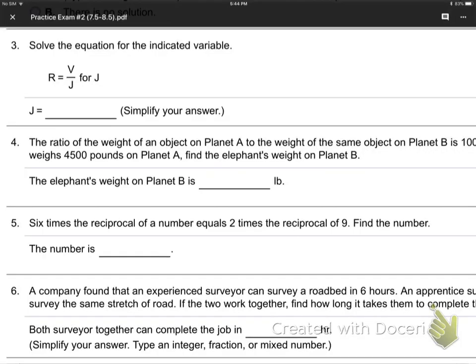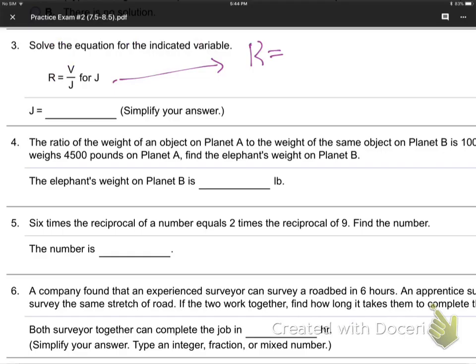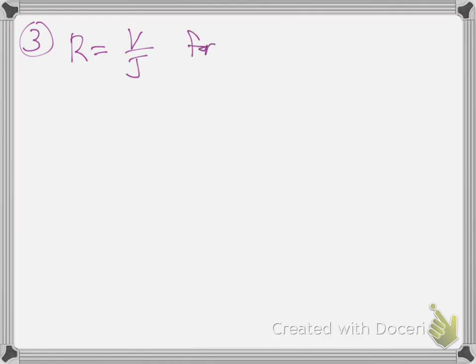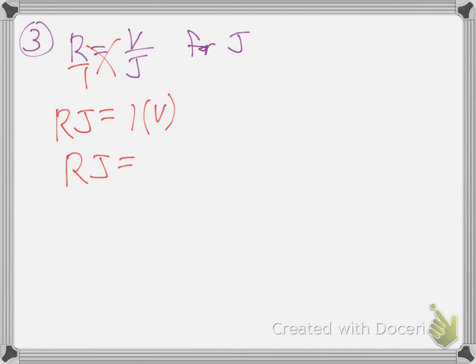Okay, so number 3, I'll bring it over here. R equals V over J. I want you to solve for J. So how do you solve for J? Well, put this over 1, diagonal, diagonal. RJ is 1 times V. That means RJ is just V. 1 times V is just V. What are we trying to get alone here? We want J, so divide by R.